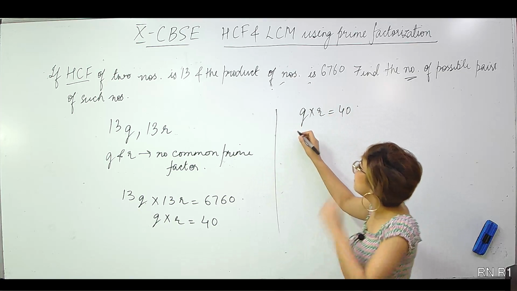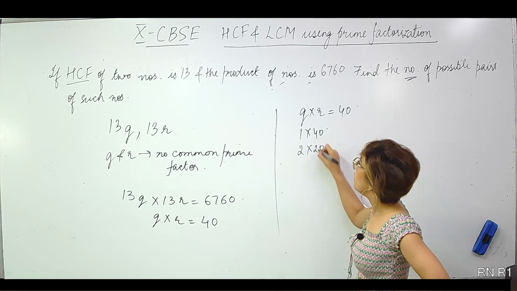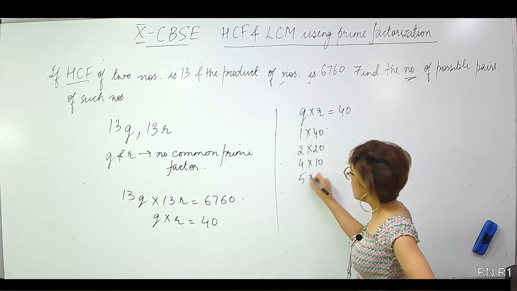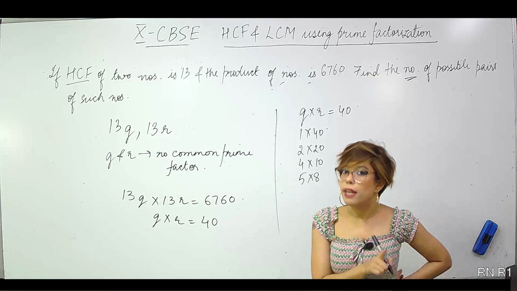So I can write 1 into 40, then I can write 2 into 20, then 4 into 10, then 5 into 8. Again, if I write 8 into 5, repetition is there, that's why I'm not writing it. Right?